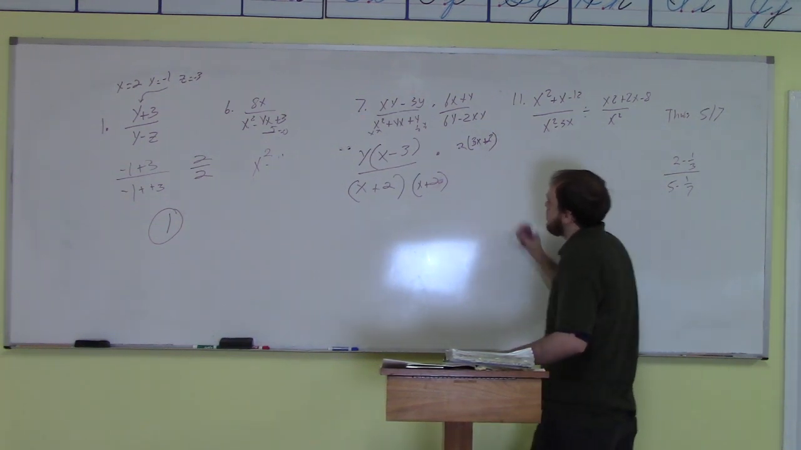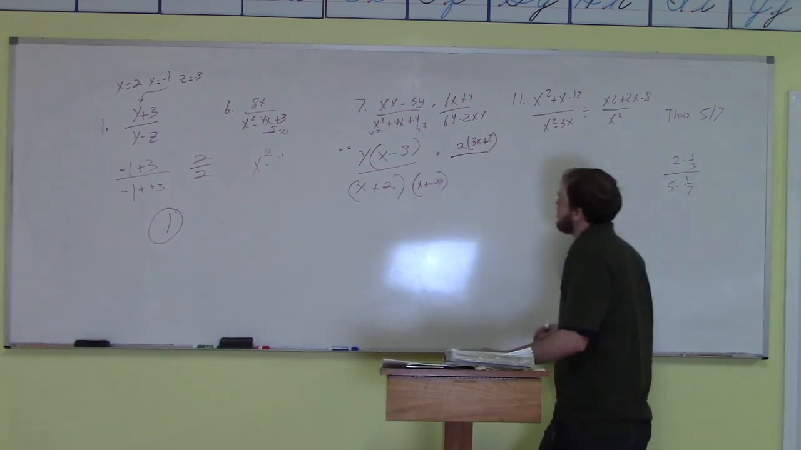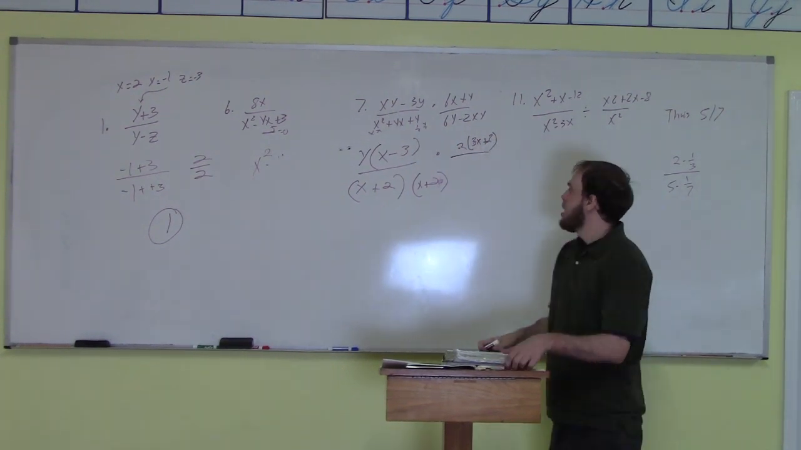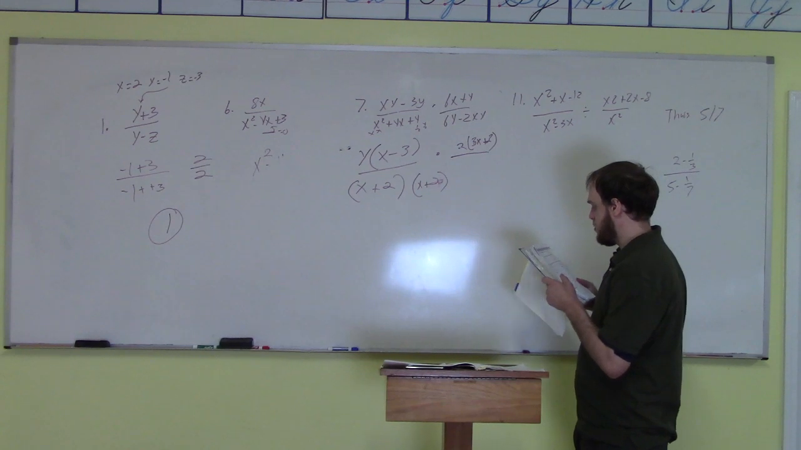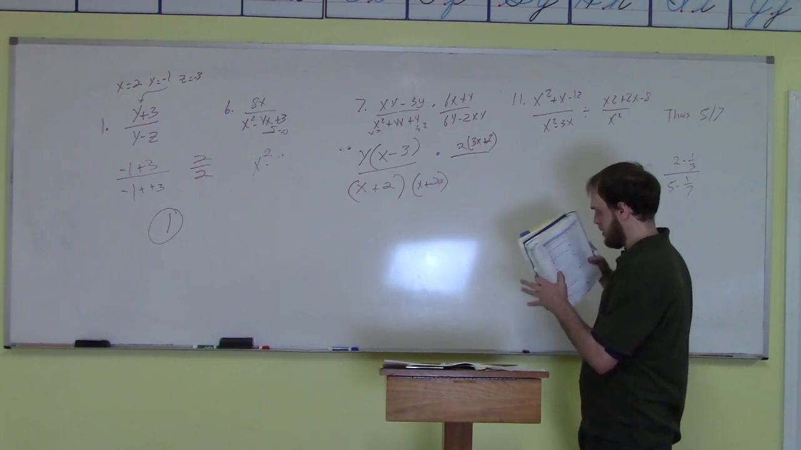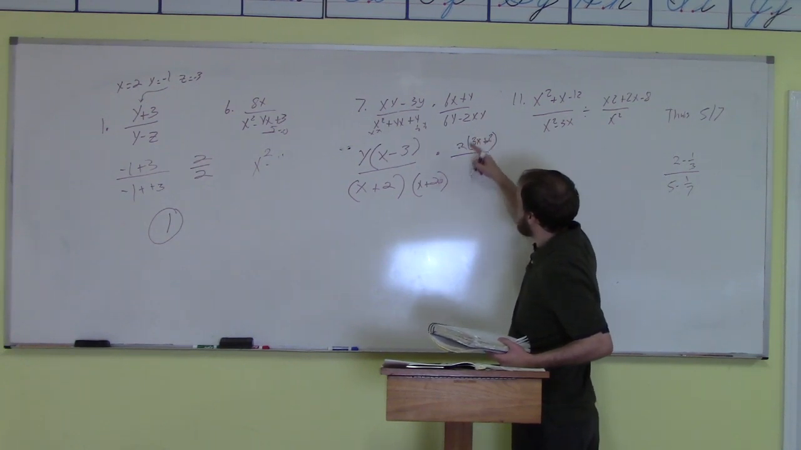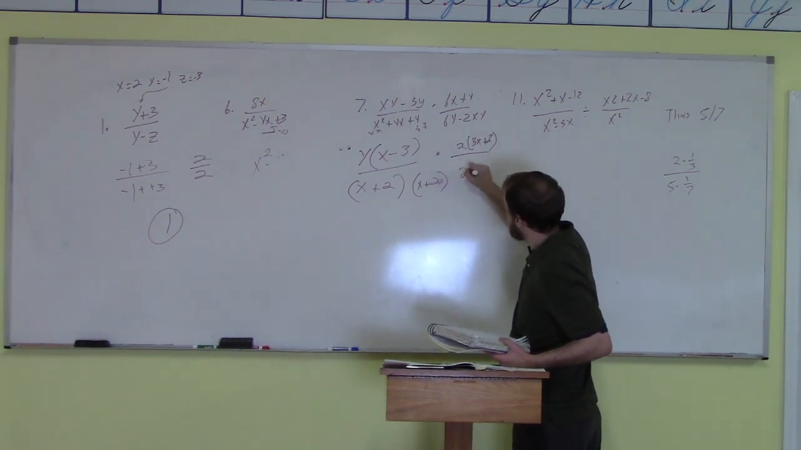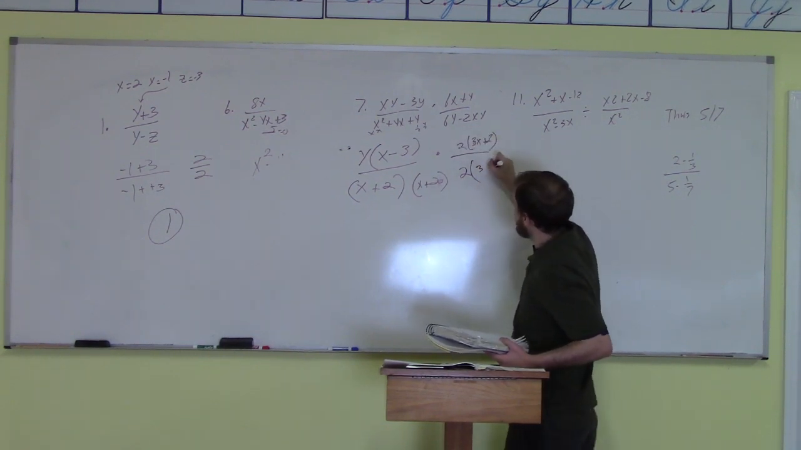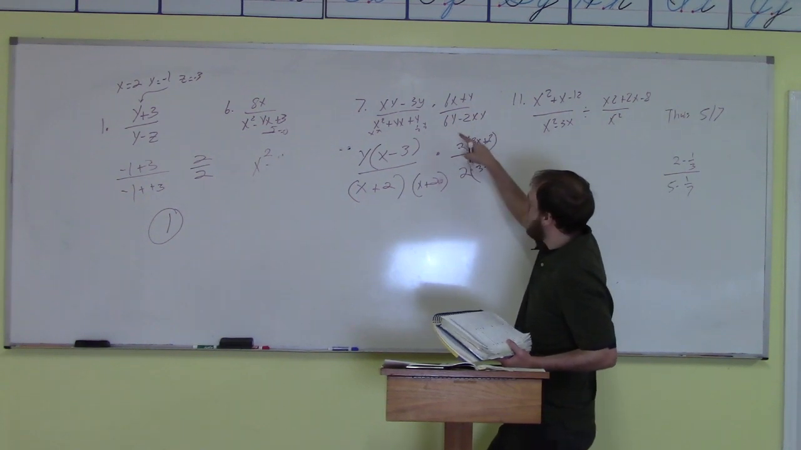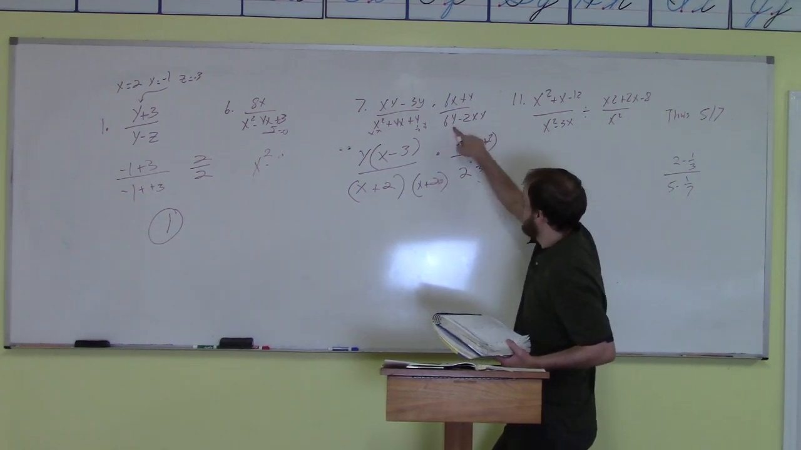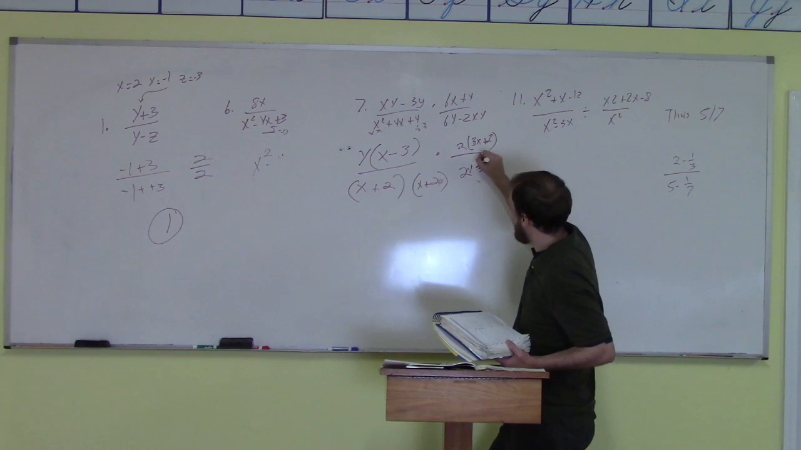And then the bottom, 6y, 2xy. Looking to see if anything cancels. I can pull out a 2 from each of them. So 2 will go into 6 3 times. 2 will go into 2 just 1 time. I can also pull out a y. This one has a y and this one has a y, so I'm pulling out 2y.